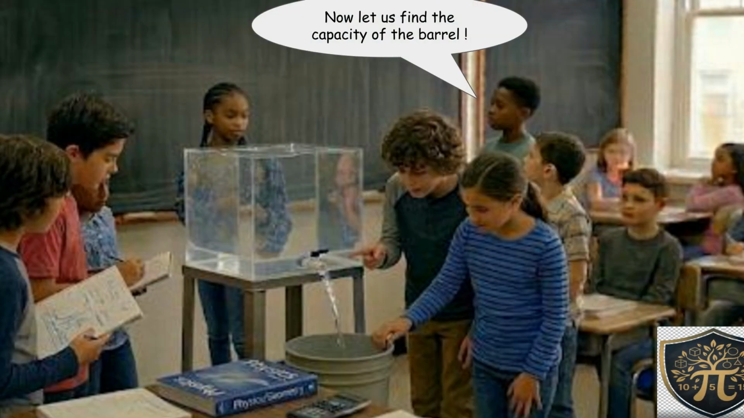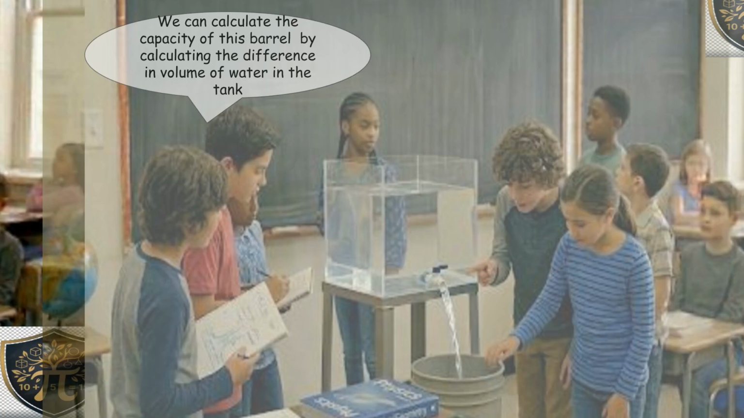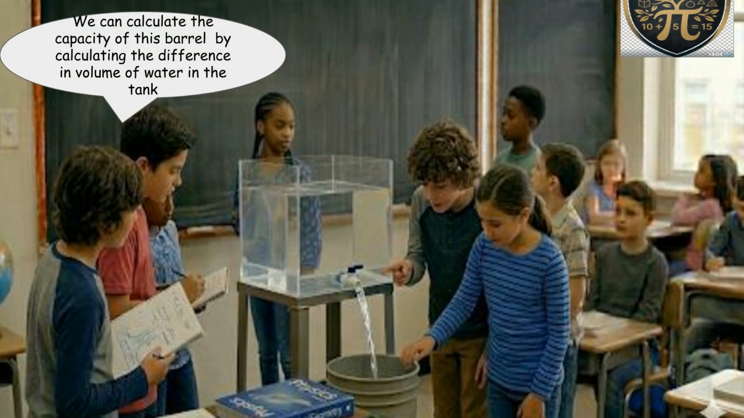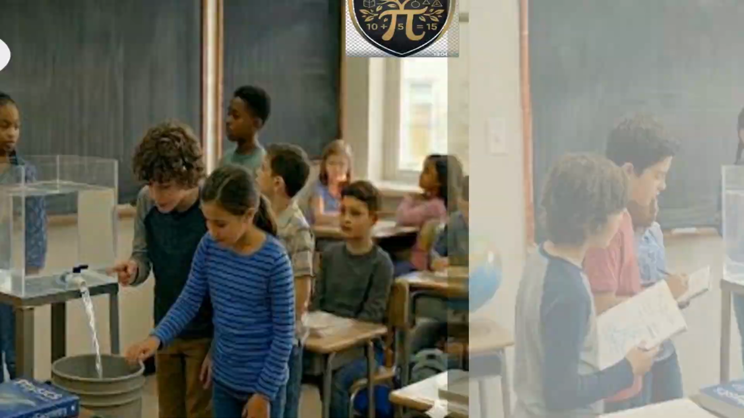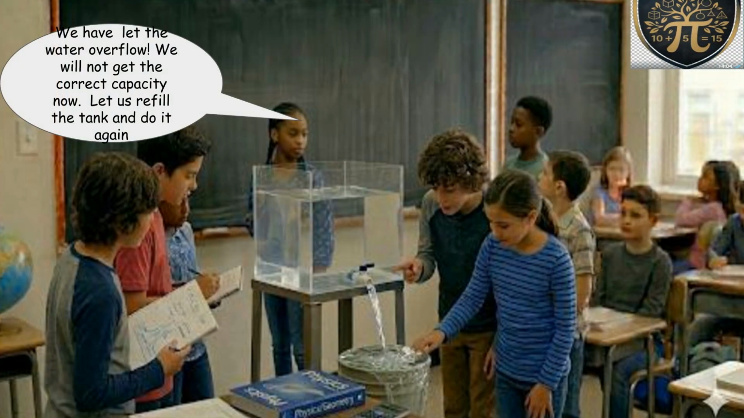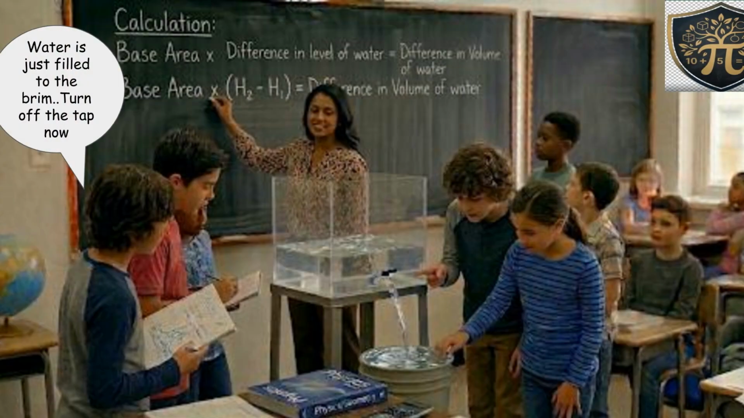Now let us find the capacity of the barrel. We can calculate the capacity of the barrel by finding the difference in the volume of water in the tank before and after filling the barrel. Oh no, we let the water overflow. We won't get the correct capacity now. Let's refill the tank and try again, being more careful this time. The water is now just filled to the brim of the barrel. Turn off the tap now.